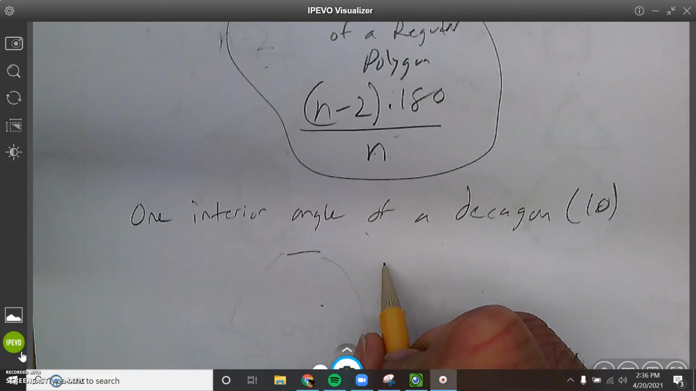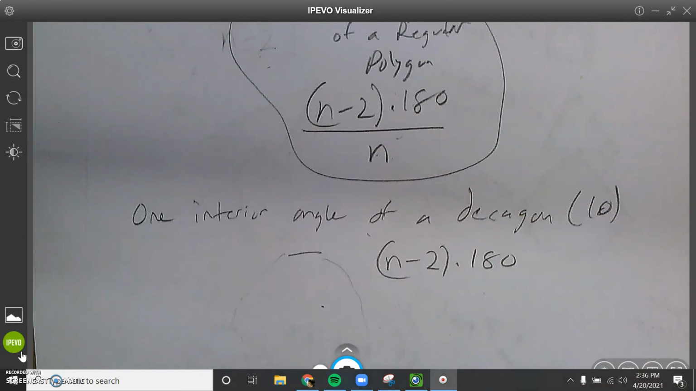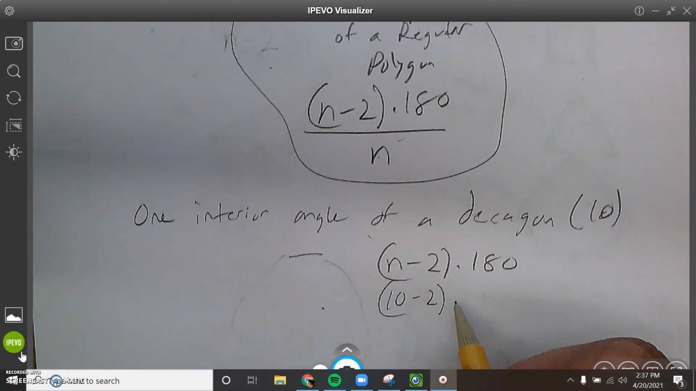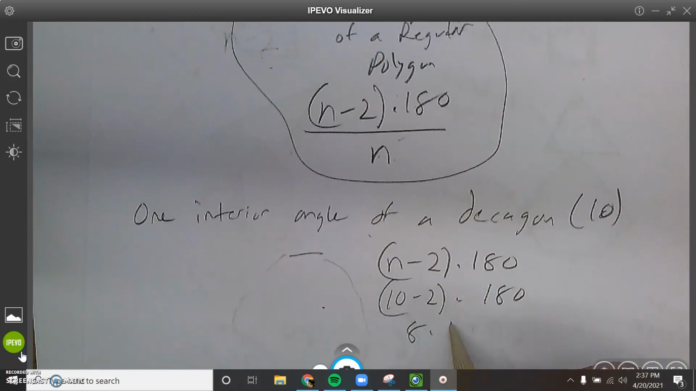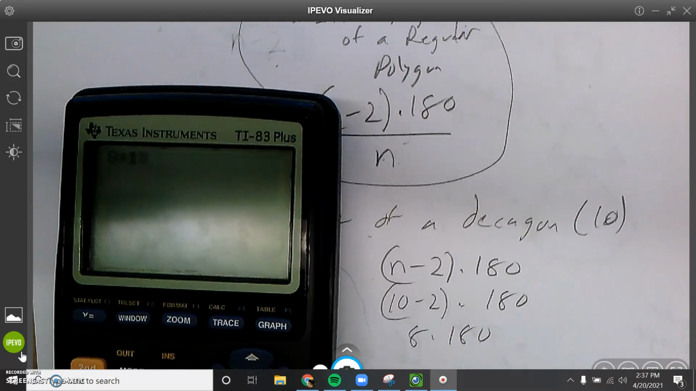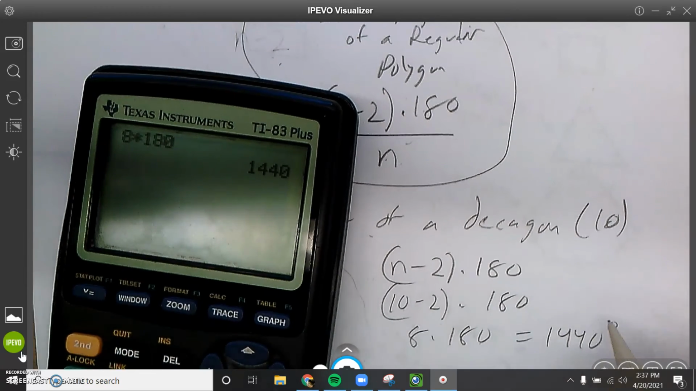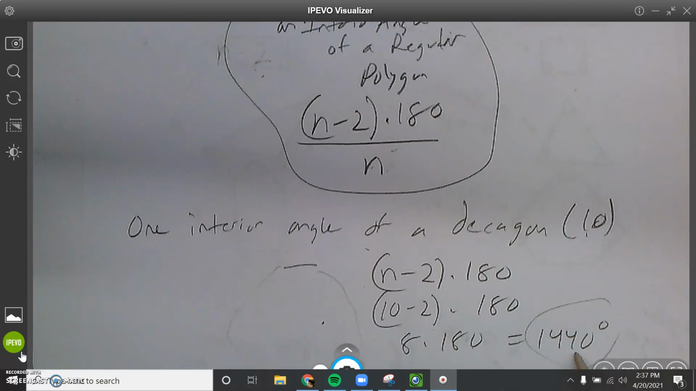So first off, I got to figure out all the angles in a decagon equal how much? So that'd be 10 minus 2 times 180. So it'd be 8 times 180, because 8 triangles it would make up. Remember that from another lesson? So 8 times 180 is 1,440 degrees. So all the angles in a 10-sided shape equal this.